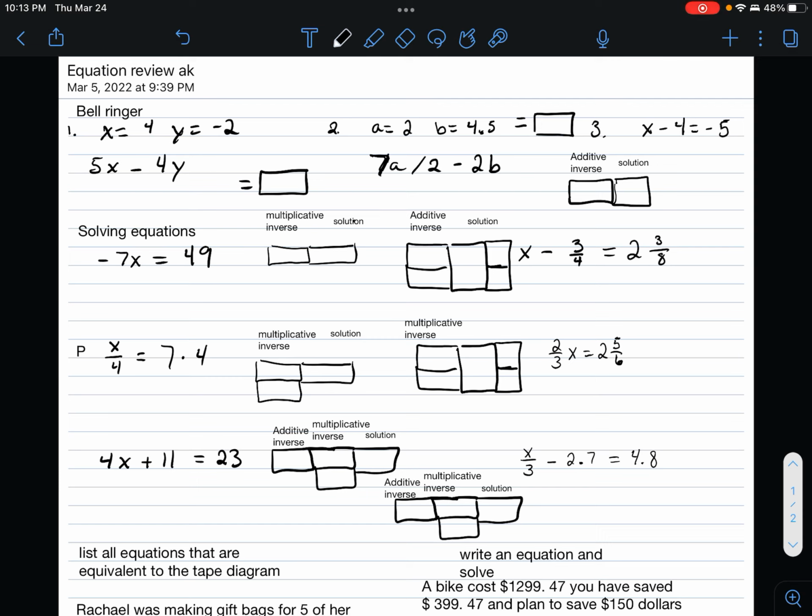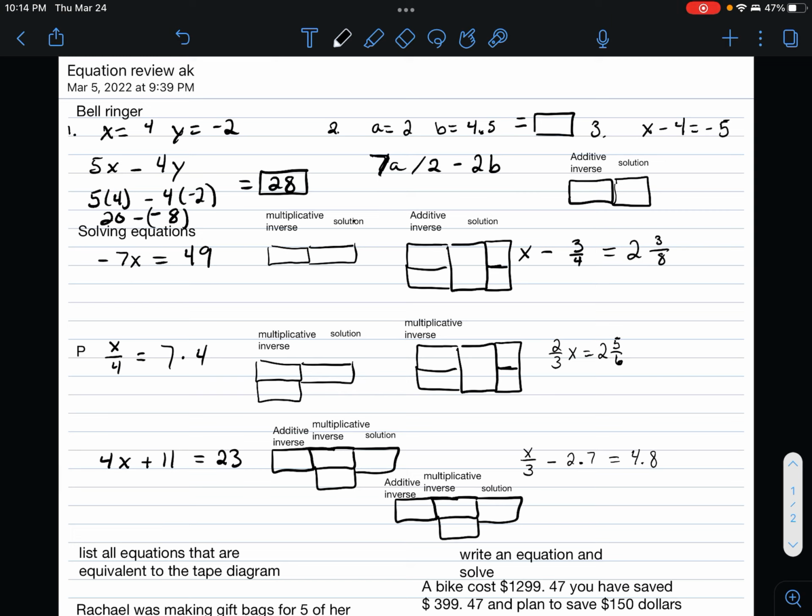So first one here in the bell ringer, you're given values for x and y and you need to solve. So all we're doing here is just putting those values in for the variables. So 5 times 4 minus 4 times negative 2. So this is going to be 20 minus 4 times negative 2 is a negative 8. So that's a negative 8 that you're minusing. So you're actually adding 8 to it. So your outcome would be 28.